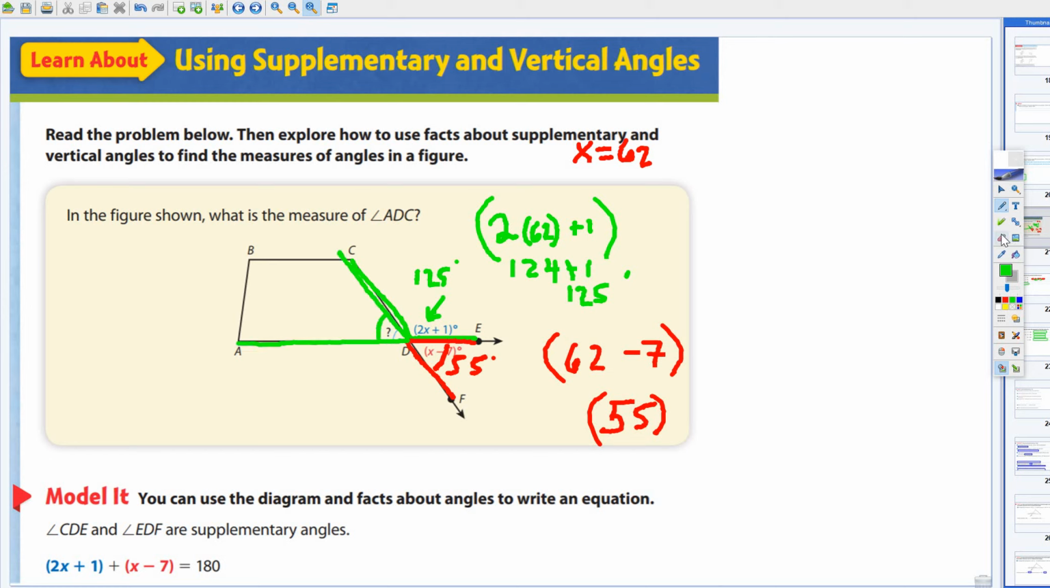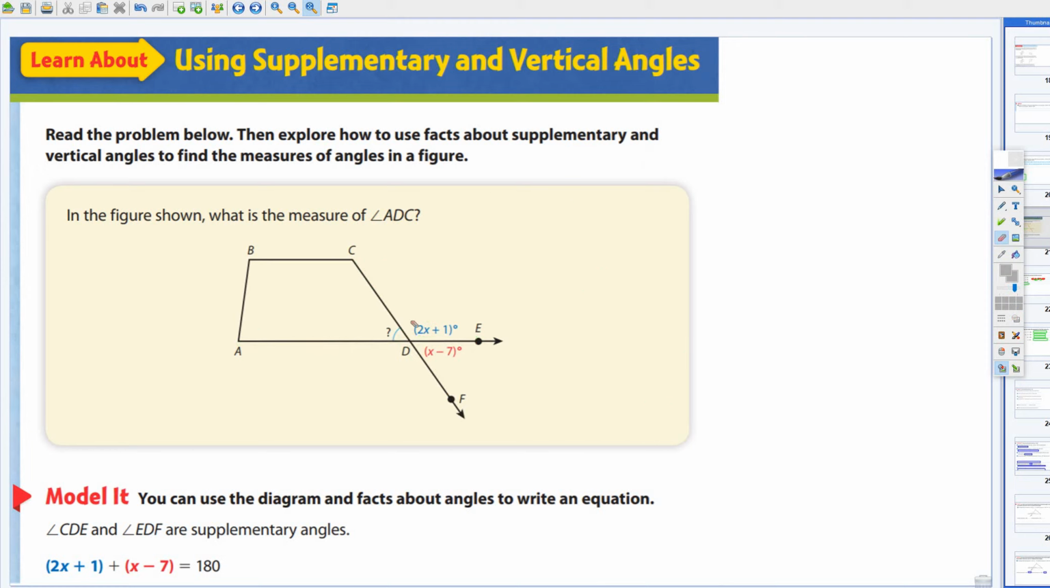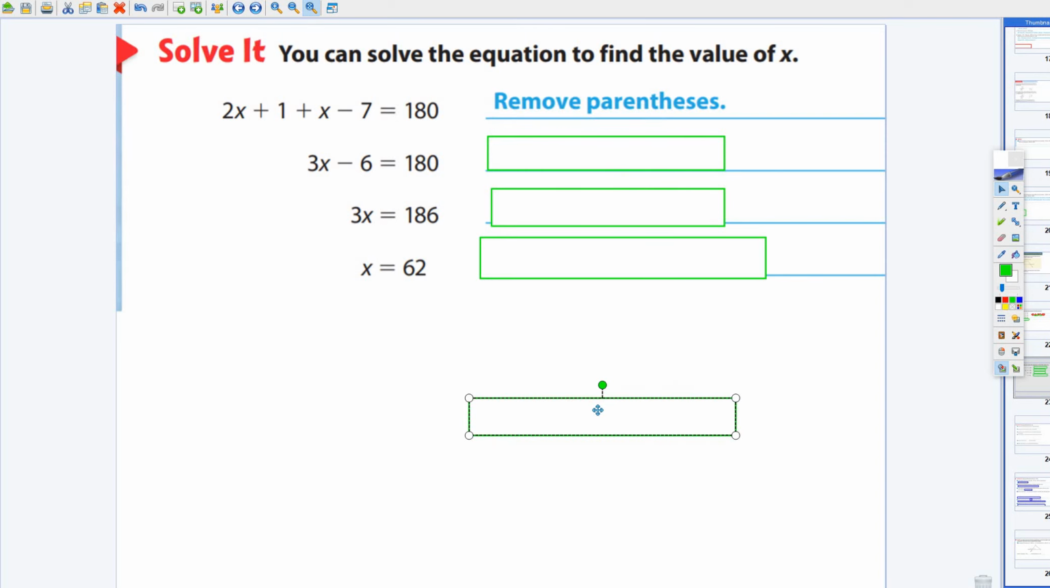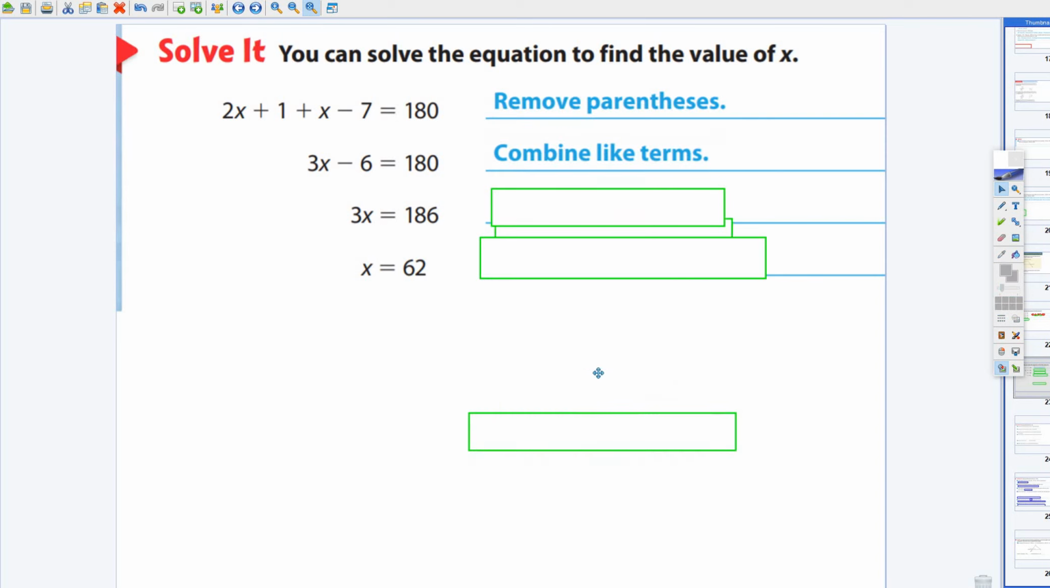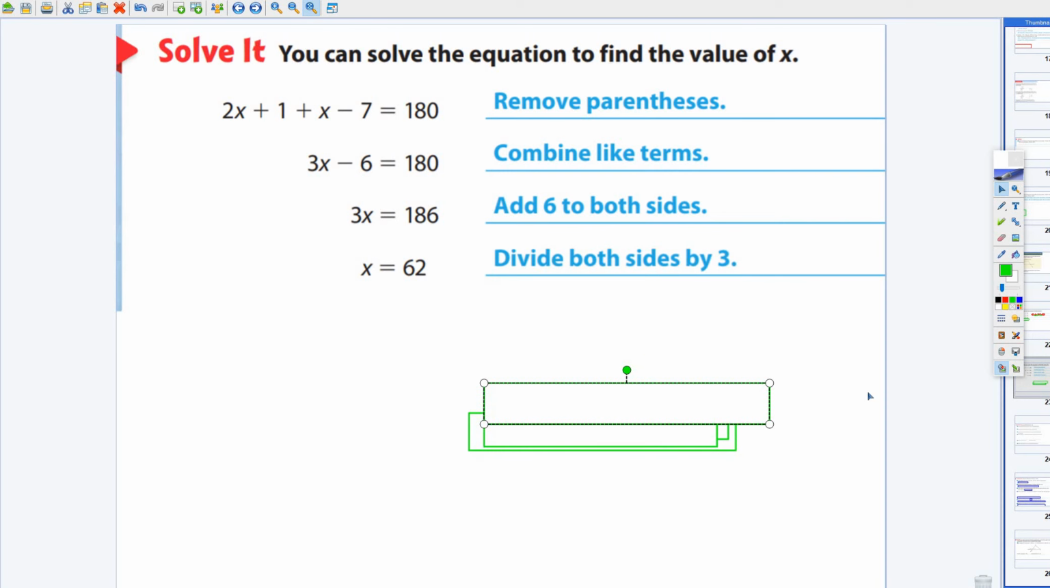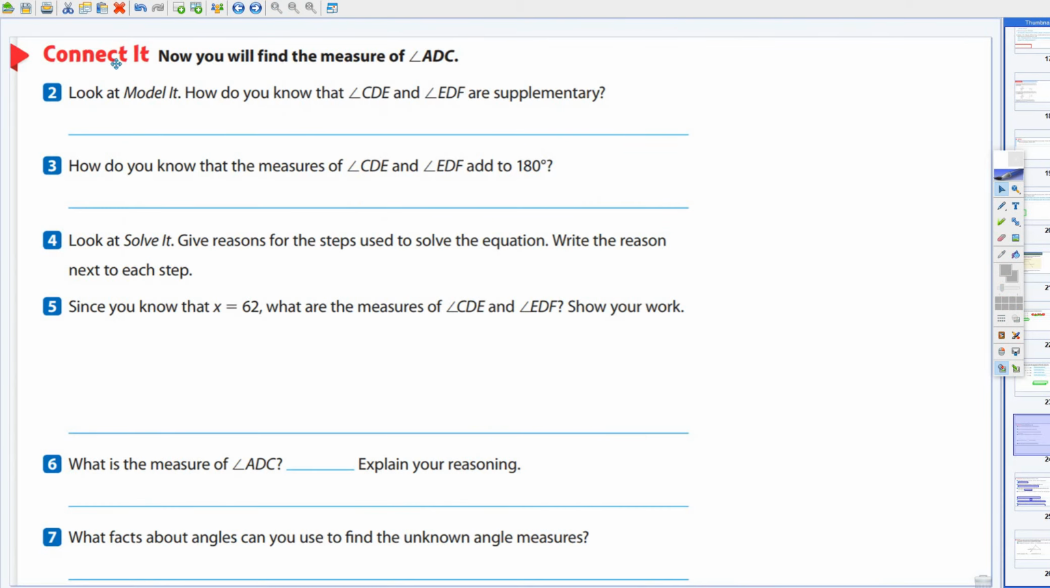So I'm giving you a lot of clues here. Okay, and I've done everything for you. You can always pause this and go back. Going back to this, let's look at what they did. Remove the parentheses. That's the first thing they did. Combine like terms. We know that. Add 6 to both sides and then divide both sides by 3. We just did that. Let's connect it all. Now you will find the measurement of angle ADC.